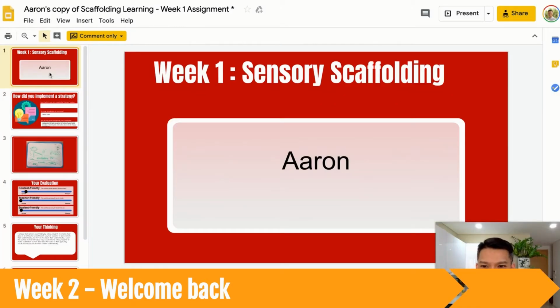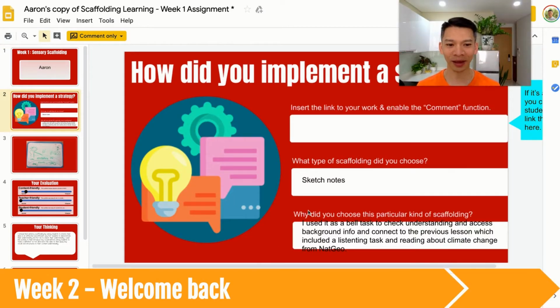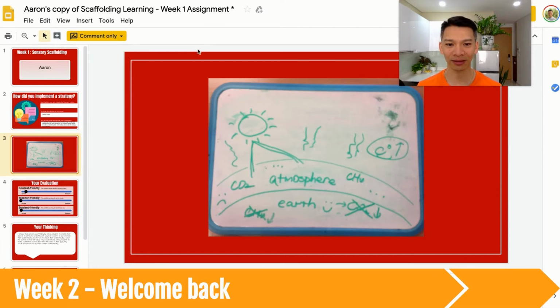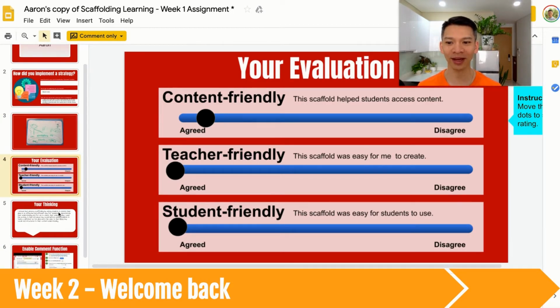So let's look at Aaron's from Switzerland. He used sketchnotes as a bell ringing activity to check students' understanding. The previous lesson, he had students do a reading and listening task that was connected to climate change from National Geographic, which is a great source. And then this is what the kids did. This is from a student themselves. He said it was student friendly, teacher friendly, and content friendly.